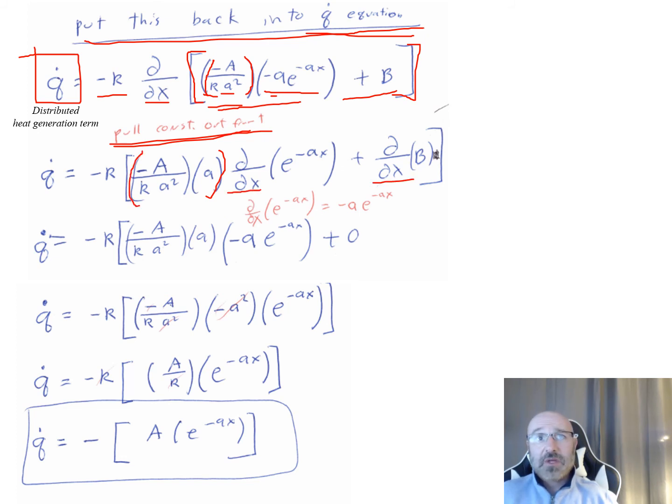Distribute through again to our B over here. This is d/dx of B. So now, leave our constants out front right here and say, okay, what is our partial with respect to x of e to the negative Ax?